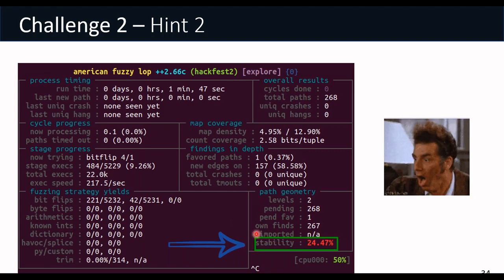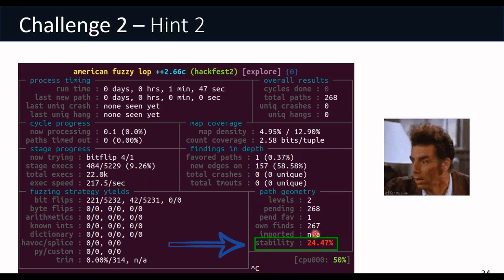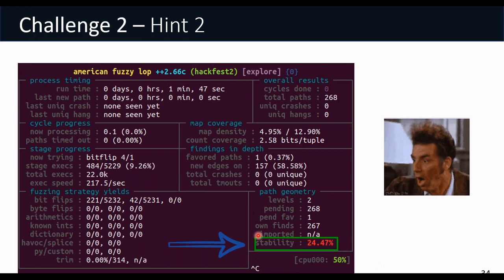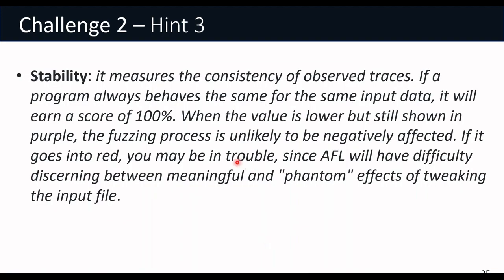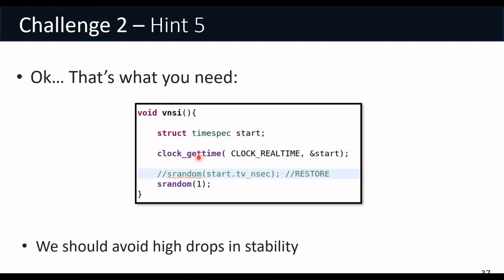And the important thing is, what was happening is, the stability went under 90. In that case, the stability was about 24%. So when we have a stability under 90%, we need to look at problematic functions. That's my hint number 5. Okay, that's what you need.